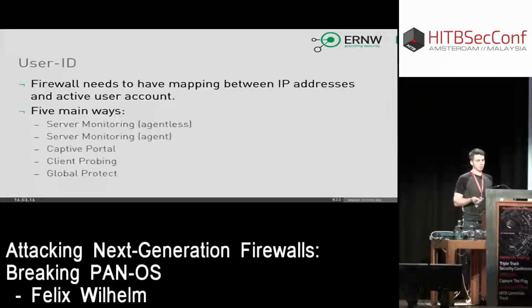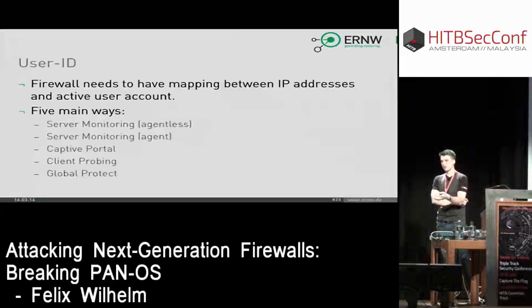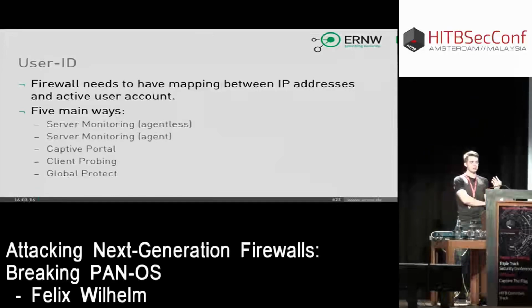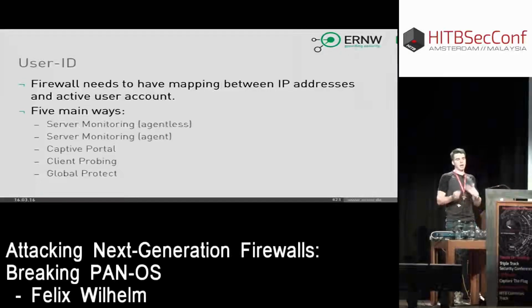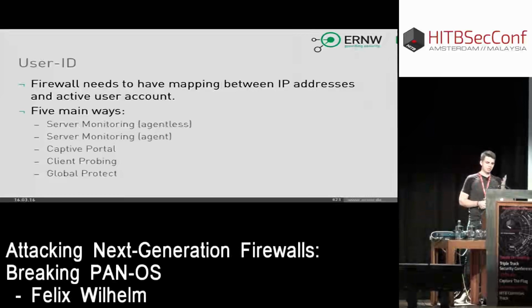Now, how is this actually implemented? To make this work, the firewall needs an active mapping between IP addresses and active user accounts. And the Palo Alto devices support this mapping in 5 main ways. You have server monitoring, either agentless or with an agent. You have a captive portal. You have client probing. And it's a feature that's also embedded in the GlobalProtect VPN. So we'll quickly walk through all of those.